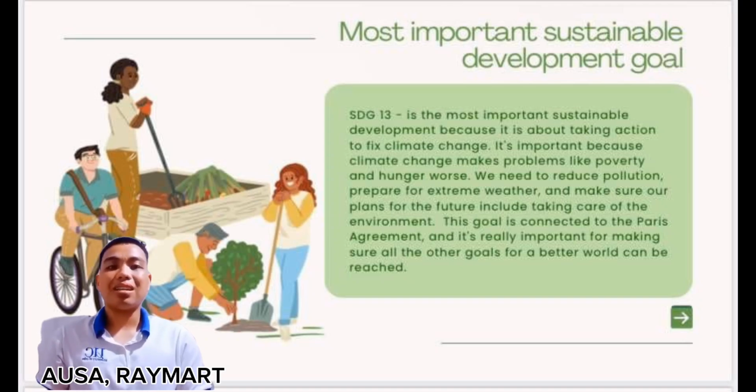The fourth is rich countries helping poor countries. Rich countries promise to give $100 billion each year to help poor countries deal with climate change. The last is helping the most vulnerable. We need to give special help to countries that are most at risk from climate change, like small islands and very poor countries.